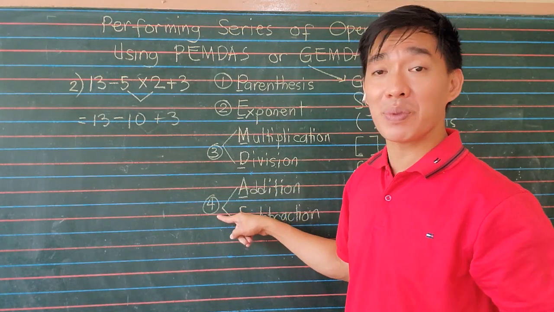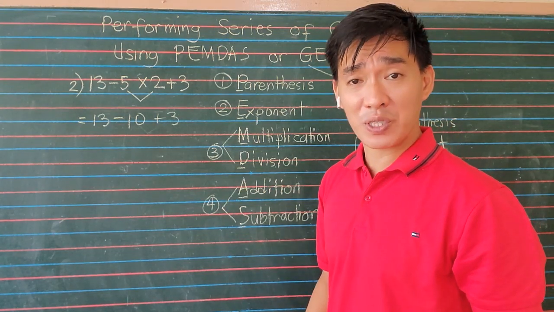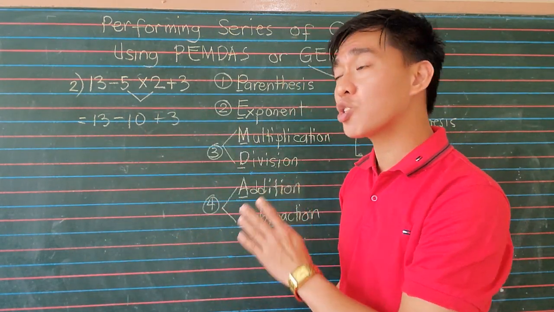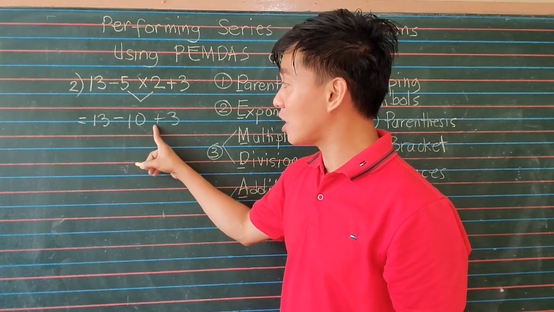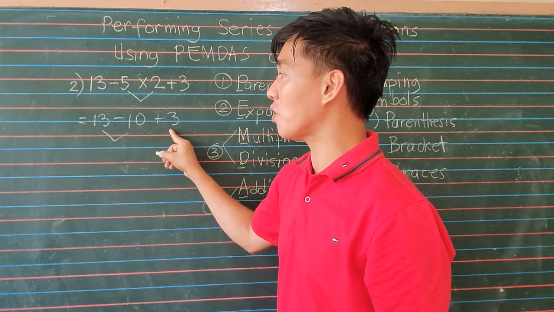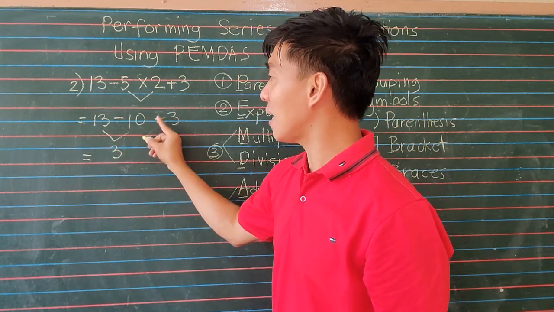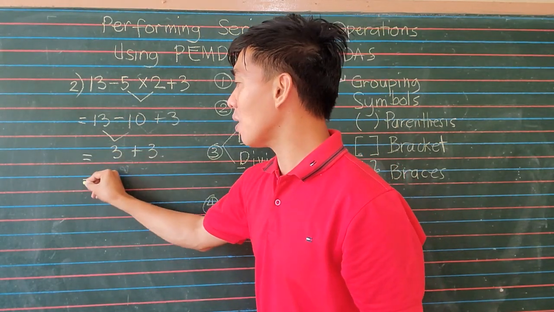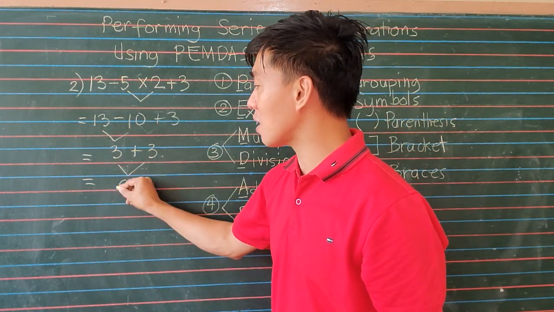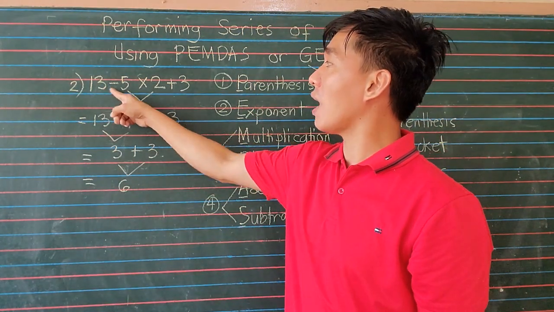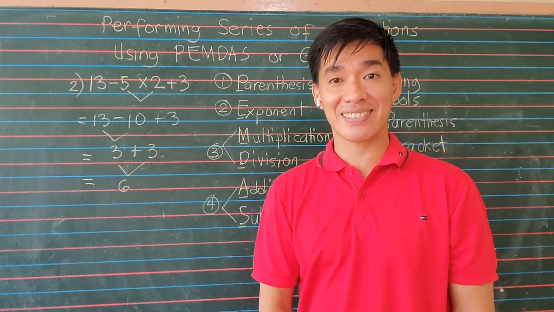Let's proceed to step number 4. For step number 4, between addition and subtraction, which comes first from left to right order should be done ahead. So in this case, subtraction comes ahead of addition. So you subtract first before you add. So that is 13 minus 10, that is equal to 3. Then copy plus 3. So the last step that we have to do this time is to add 3 plus 3, that is equal to 6. Therefore, the final answer for 13 minus 5 times 2 plus 3 is equal to 6.